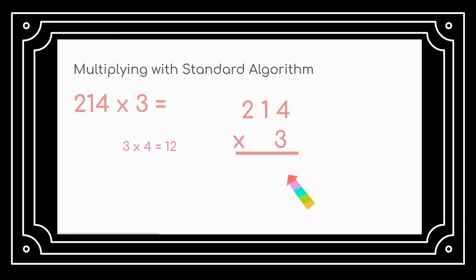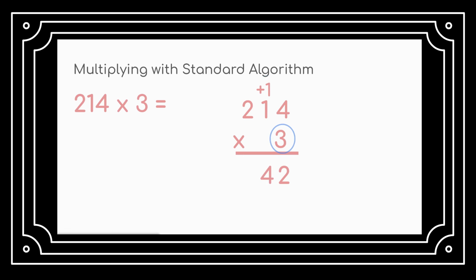That number happens to be 4, so I will solve 3 times 4, which equals 12. I write the 2 in the ones column down below and I carry the 1 to the top. Next, we start with the ones column in the bottom number again, and this time multiply the 3 by the tens column in the number up on top, which is 1. I solve 3 times 1, which equals 3. I then add that 1 I carried over and solve 3 plus 1, which equals 4.